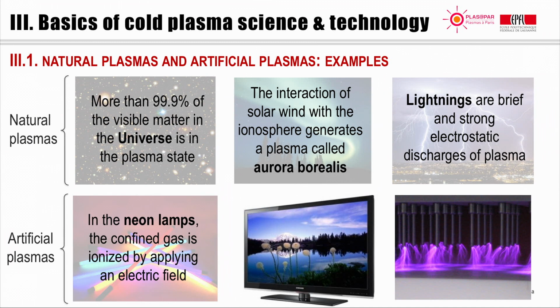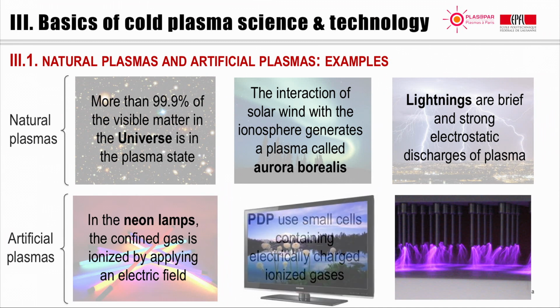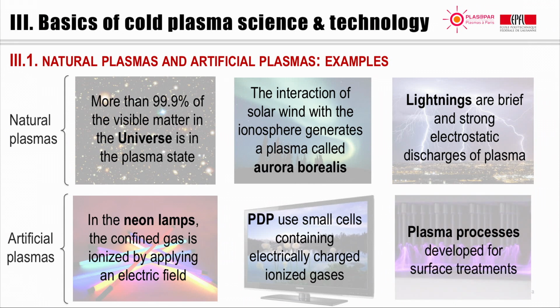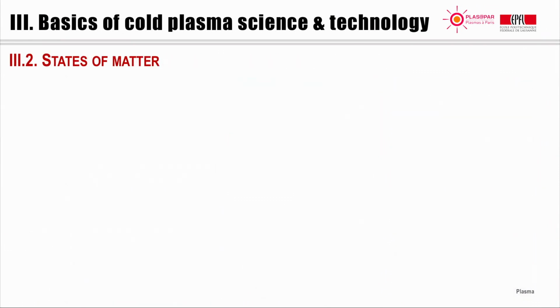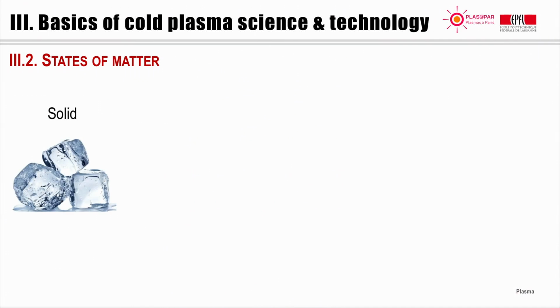Also, plasma display panels use small cells containing electrically charged ionized gases. And plasma processes are developed for surface treatments, using, for example, a matrix of corona discharges. To understand very simply what a plasma is, let's consider a system solely composed of water molecules. If the temperature is very low, then water is in the solid state.